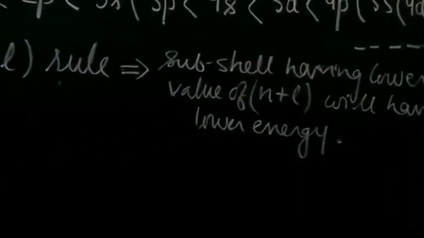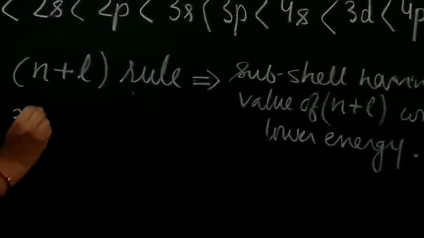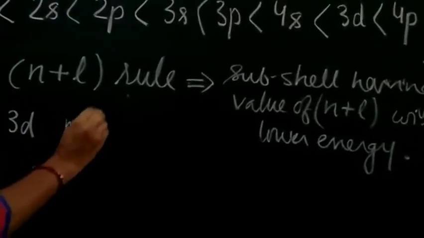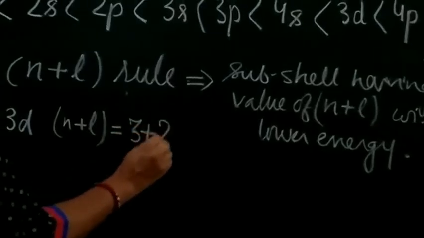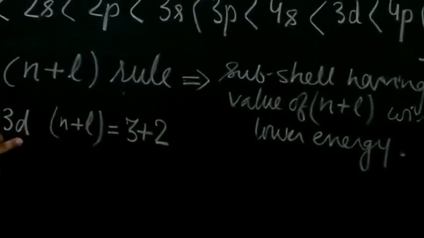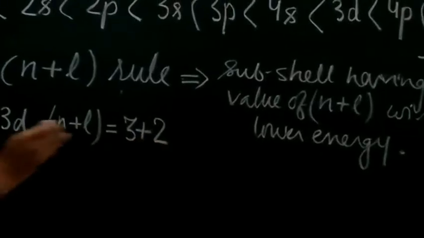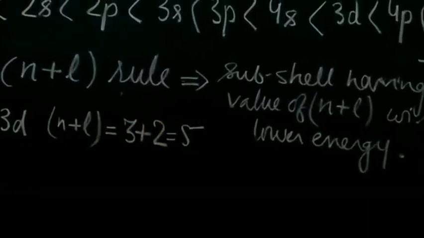So let's see the second part of the N plus L rule, that we have taken 3D. Now students, what will be the N plus L value for 3D? So it will be 3 plus 2. Now D is designated as L equals 2, or L equals 2 means it is D subshell. So it is equal to 5, right?